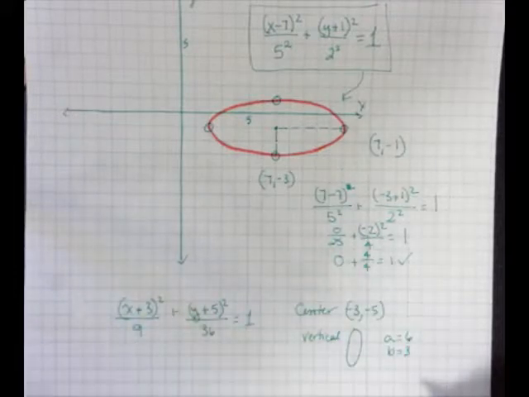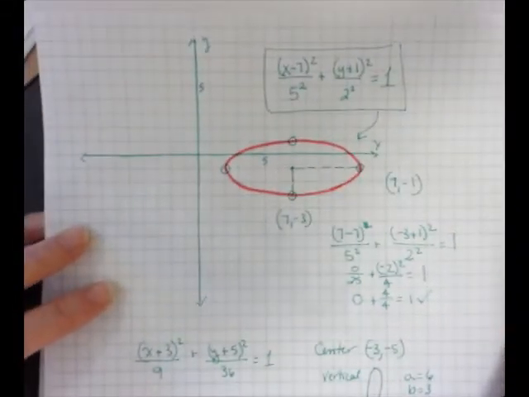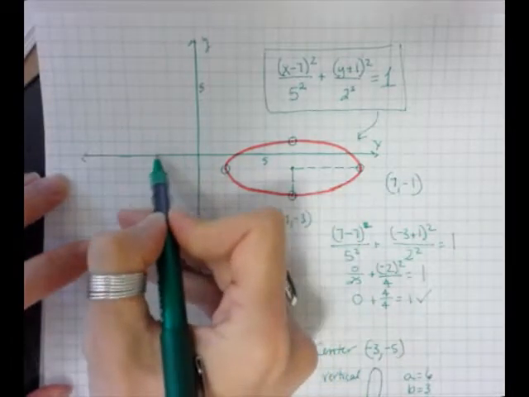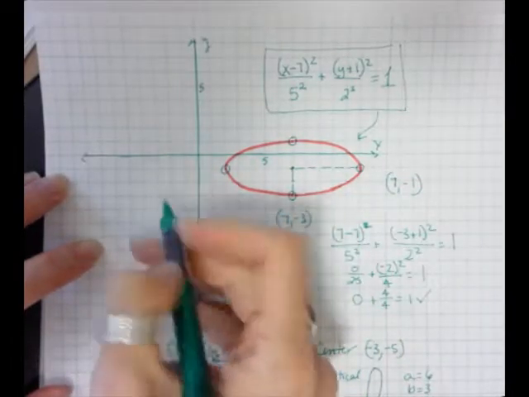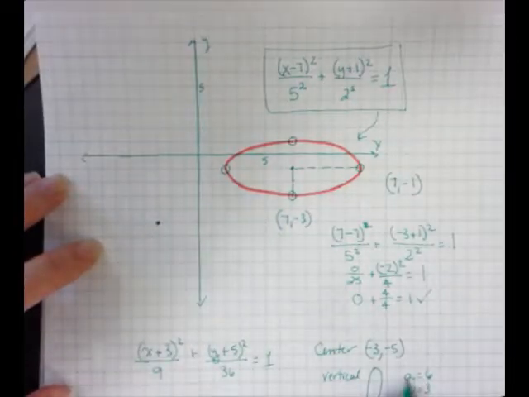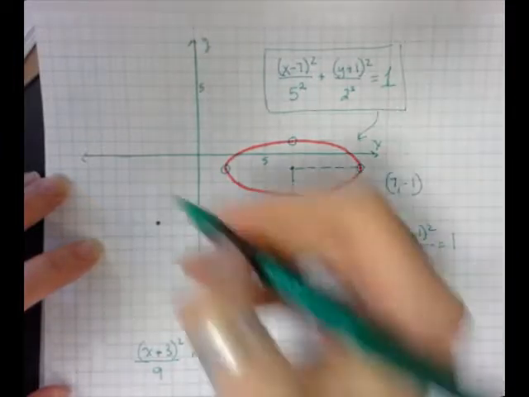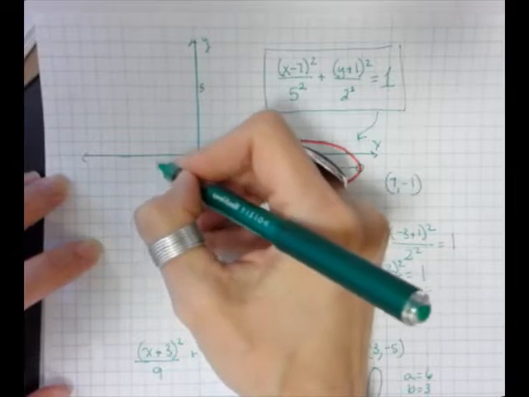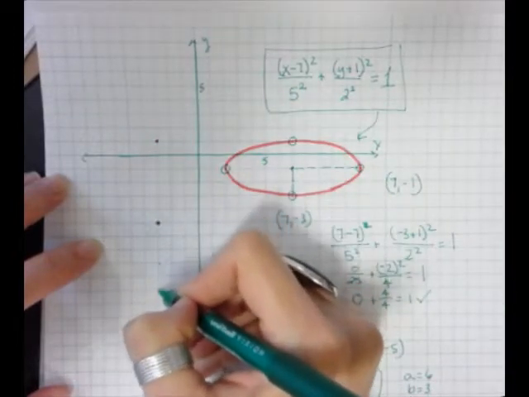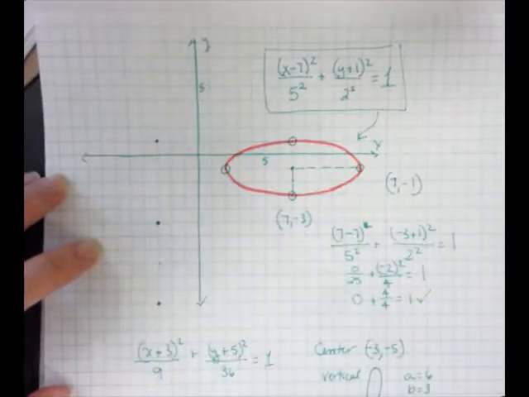So I'm going to go through and graph this. Now I really want you to check this out. Okay, I'm going to take about 30 seconds to do this. So I go 1, 2, 3, 1, 2, 3, 4, 5. There's the center, negative 3, negative 5. The next thing I'm going to do is I'm going to count my A, and my A is underneath my Y. So I'm going to count 6 up, 1, 2, 3, 4, 5, 6, and put a point. 1, 2, 3, 4, 5, 6, and put a point.